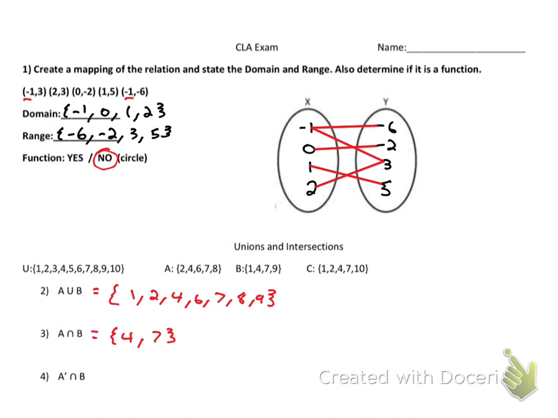And then we have the intersection of what's not in A and B. So what's not in A, if we look at the universal set, is 1, 3, 5, 9, 10. And the intersection of what's not in A and B would be 1 and 9. Okay, 1 and 9.